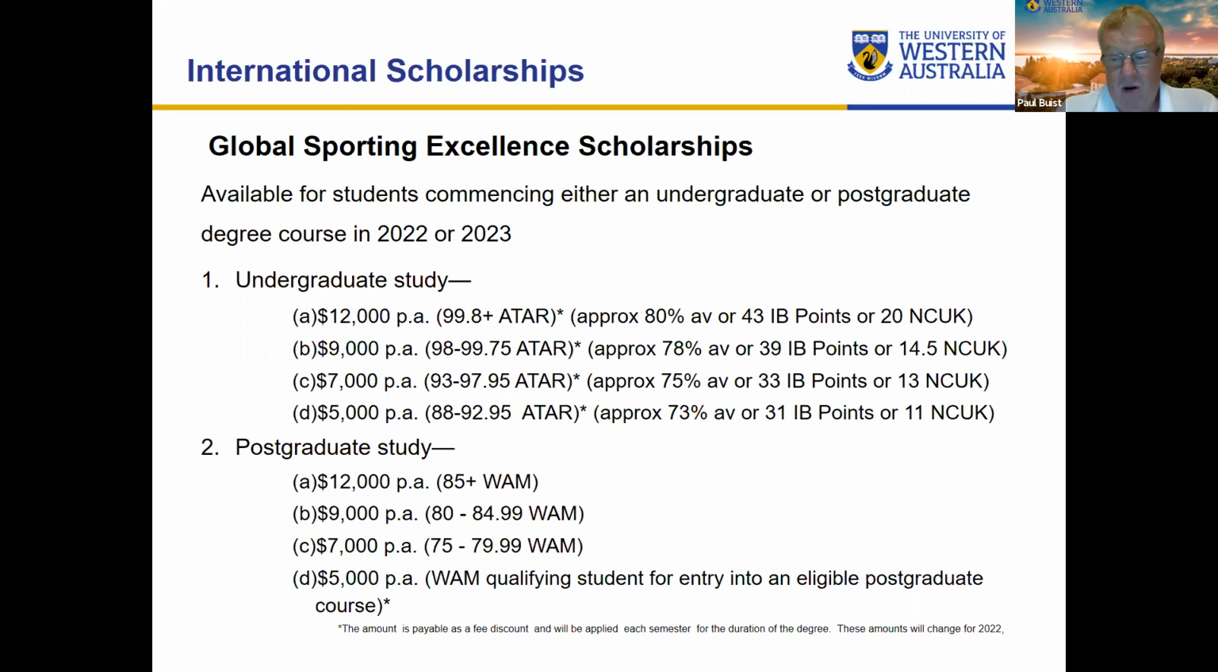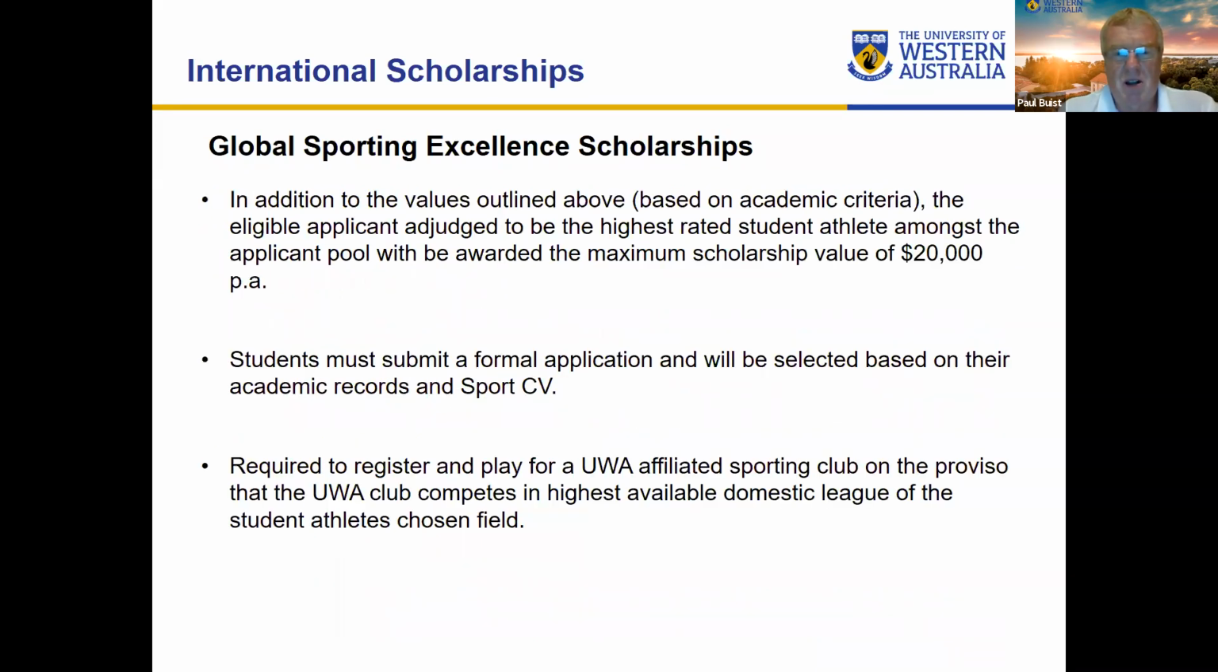So if you think you're a high performing sports person, please apply for the Global Excellence Sporting Scholarship. You would be required to register to play for a UWA affiliated sporting club, but you're not required to represent Australia. That's not part of the scholarship. You would also always be available to represent South Africa if you're at the international level.